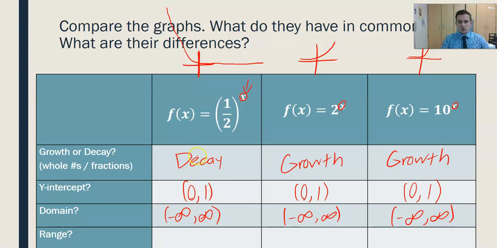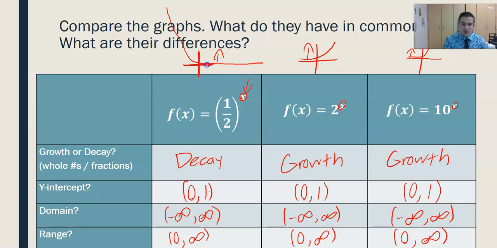So the range, we're talking about all the possible y values that I can get out. Notice on all of these graphs, I only have graph above the x-axis. It never goes down here. It gets really close to the x-axis, but it never goes below into my negative y values. So the range is going to be all the positive real numbers, or from 0 to positive infinity. So the range of every single one of these functions right now is from 0 up to positive infinity.